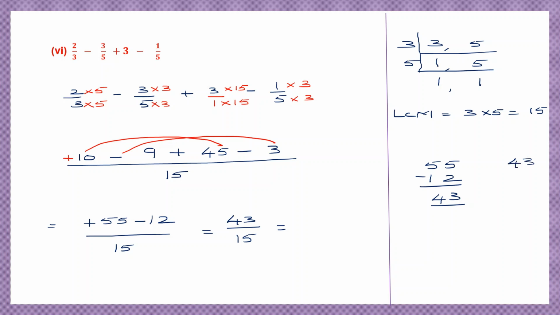So let's divide 43 by 15. So we have to get a number close to 43. 15 3s are 45. It is bigger. So we'll have to go for 15 2s are 30. 15 2s are 30. 43 minus 30 is 13. So our mixed number here will be 2, which is a quotient, then the remainder, and then the divisor. 2 13 by 15. So let's write that down. 2 13 by 15, which is our final answer.